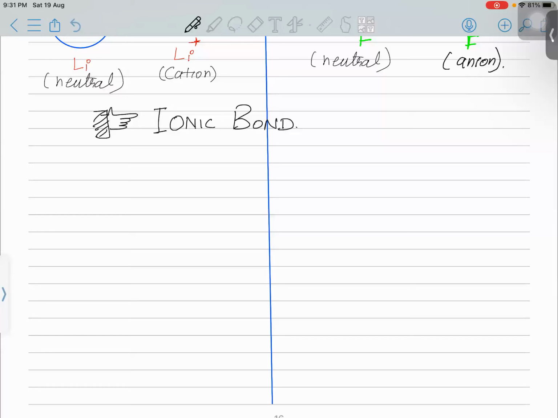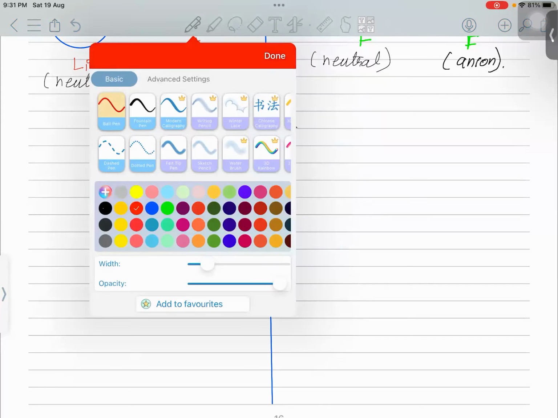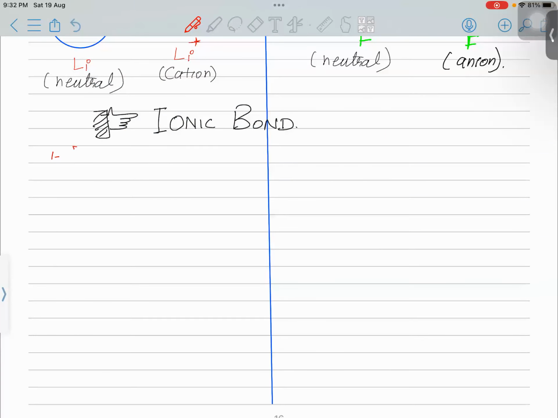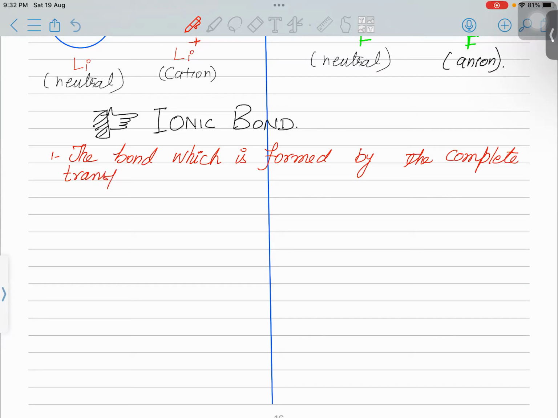Point number one: the bond which is formed by the complete transfer of electrons.